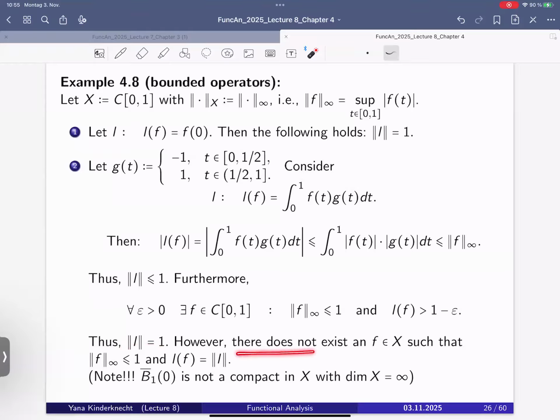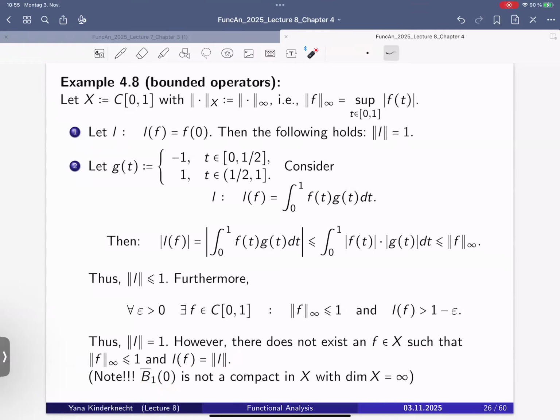However, there is no element F in our space such that the functional L applied to this element is equal to this norm. So the supremum is not attained. So supremum is not maximum. Maximum is not attained over a closed unit ball or a closed unit sphere.